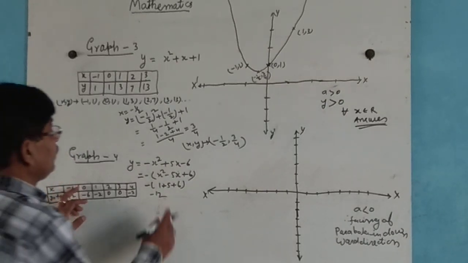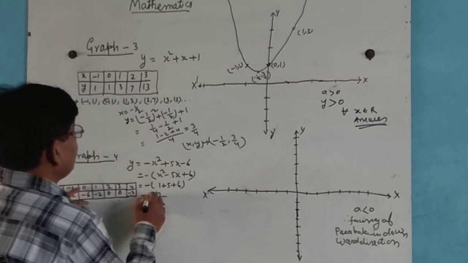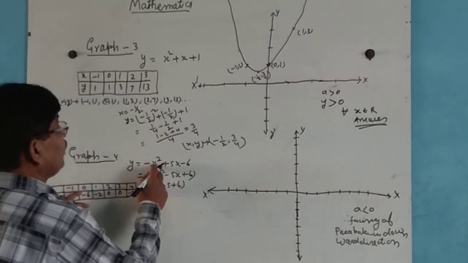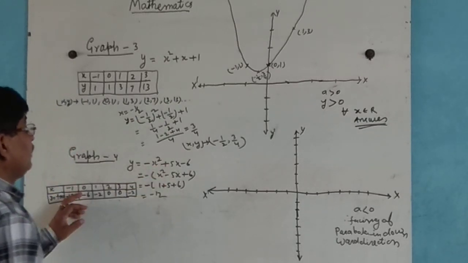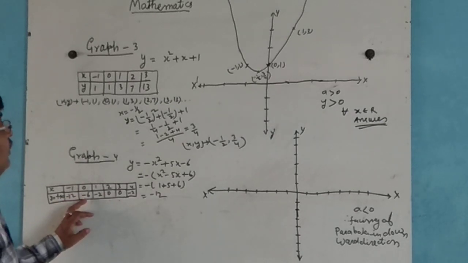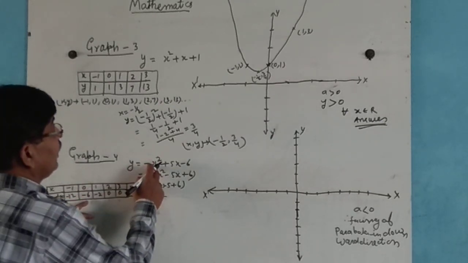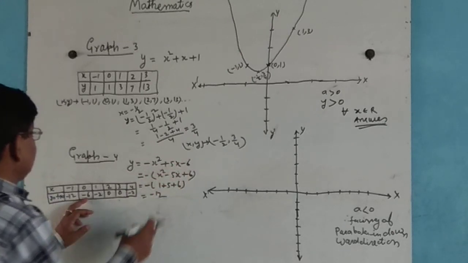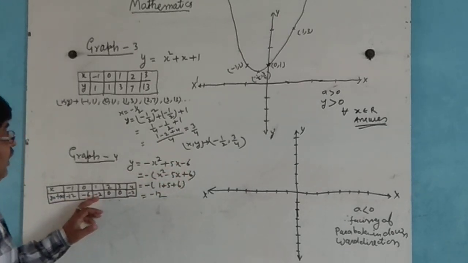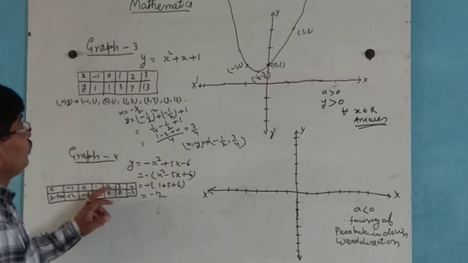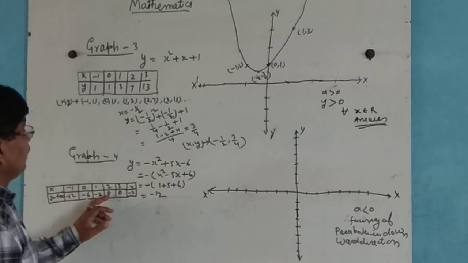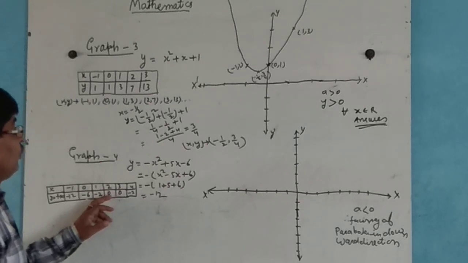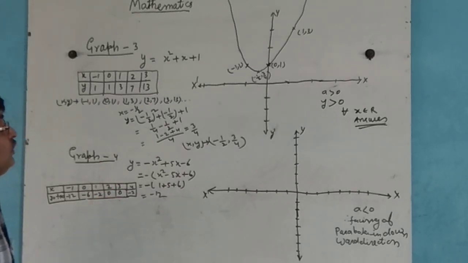If x is equal to 0, then y is minus 6. Similarly, if you put x equal to 1, the value of y is equal to minus 2. If x is equal to 2, y is equal to 0, and at 3 it is also 0.